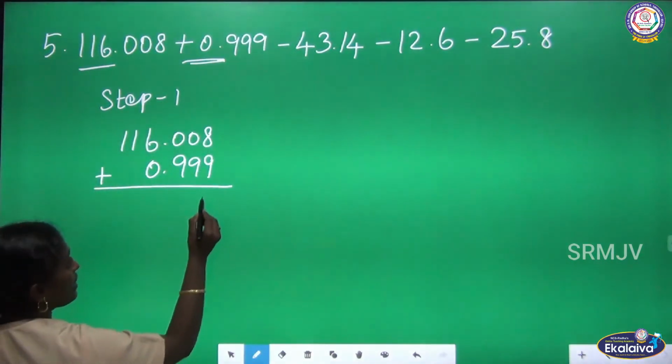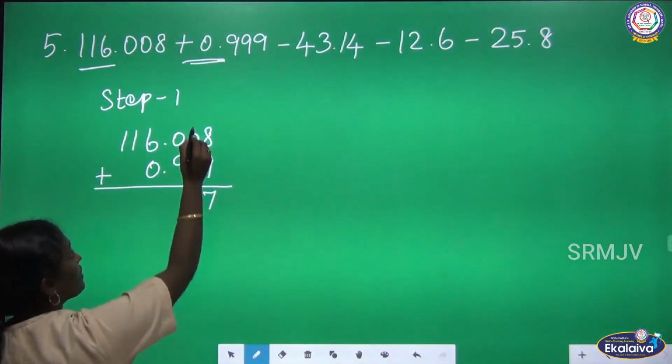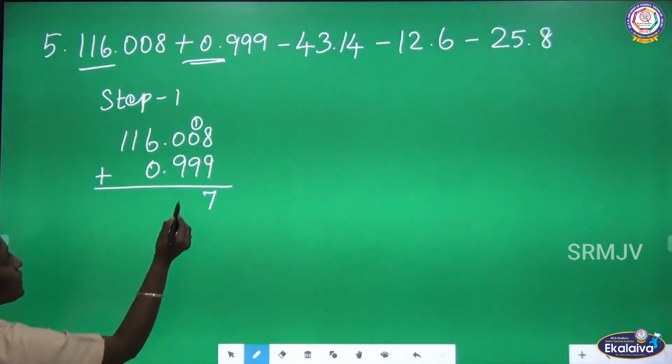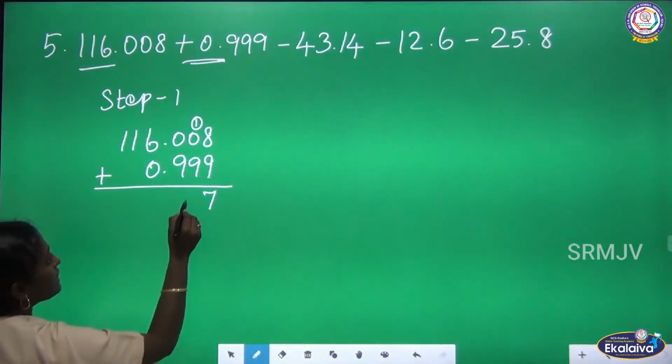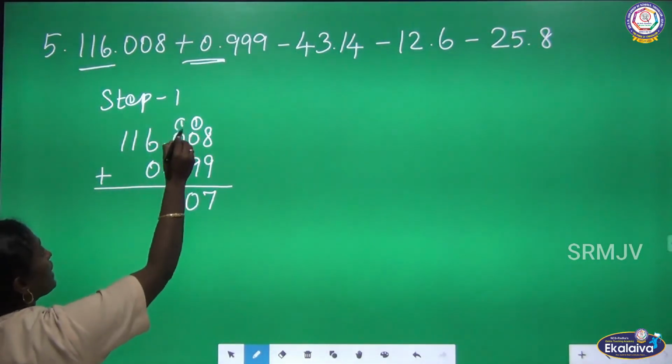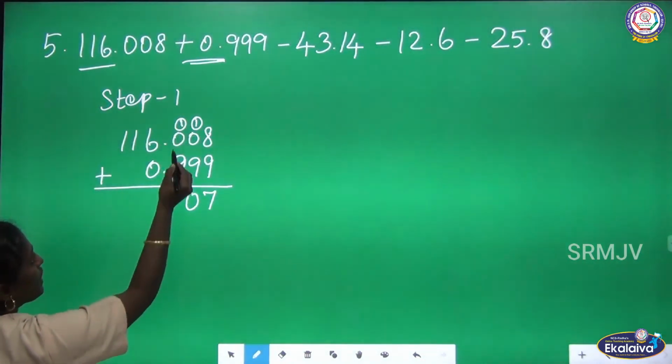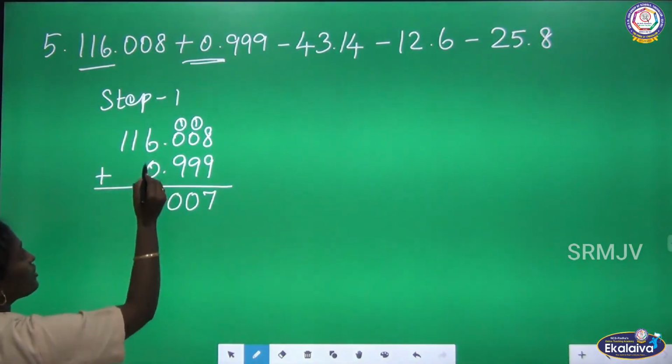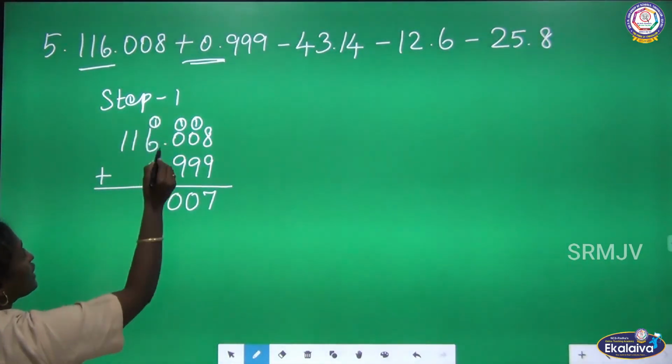8 plus 9, that is 17. 7 here, 1 carry over. 1 plus 0, 1. 1 plus 9, 10. 0 here, 1 carry over. 1 plus 0, 1. 1 plus 9, 10. 0 here, 1 carry over to the next place.